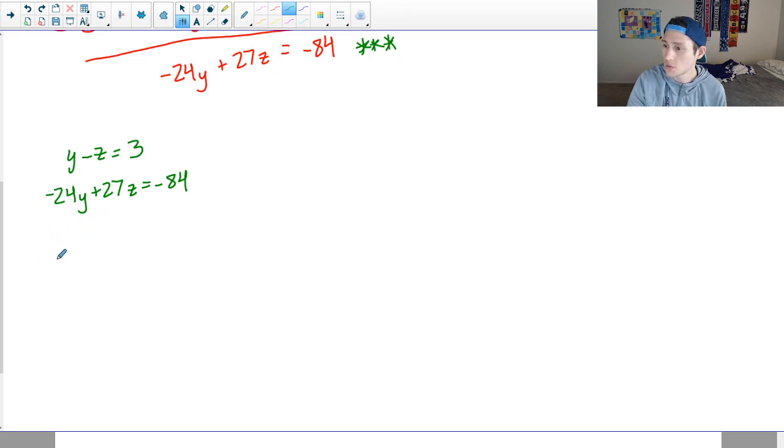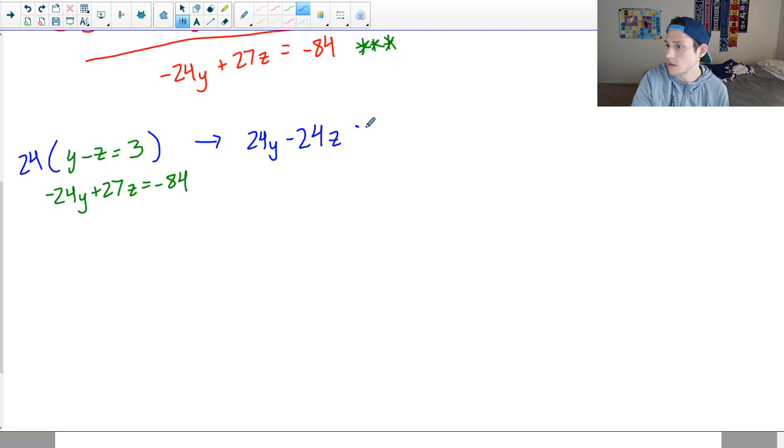We can choose which one we want to eliminate. Looking at my coefficients, I don't have one particularly easier choice than the other. I'll just choose y. I don't see why not. So I'm going to multiply this first equation by 24 since I need it to match with the negative 24. So 24y minus 24z equals 84.